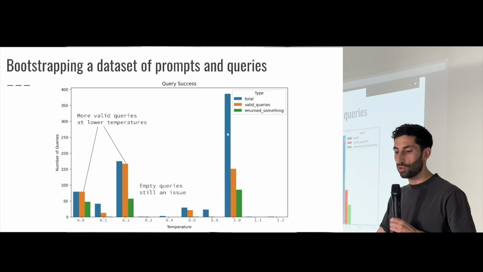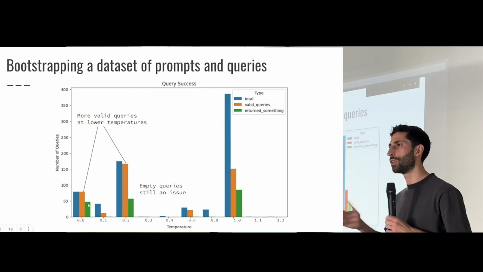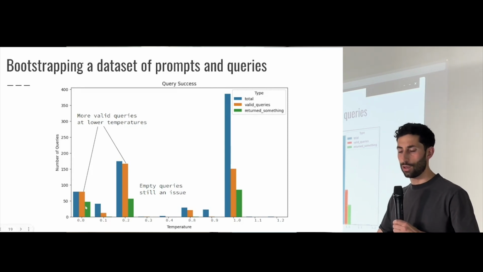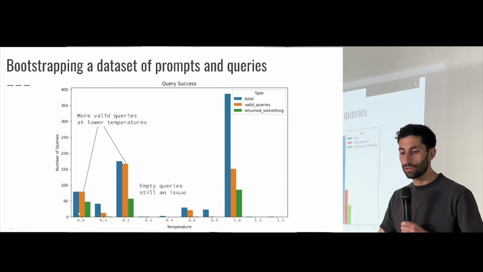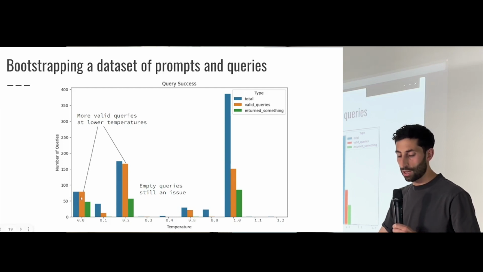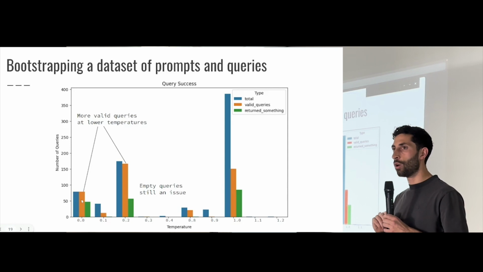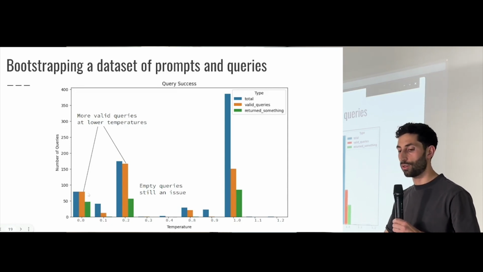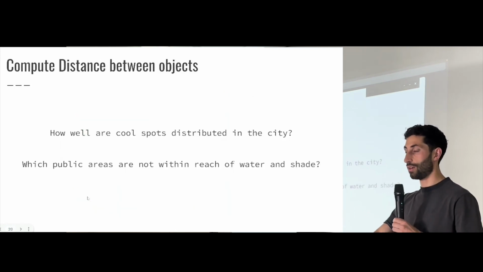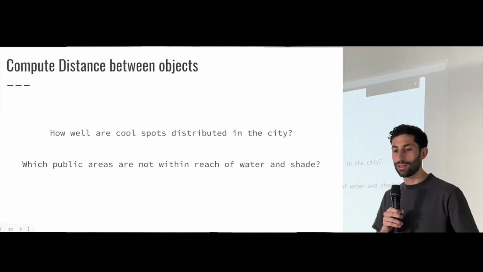So blue is the total queries with different temperature. Temperature is a parameter you can use on the language model. Lower temperature works better, so let's focus on these two. With lower temperatures, the GPT produces valid queries, but a lot of them still return very few results. And I'm wrapping up the last few seconds.